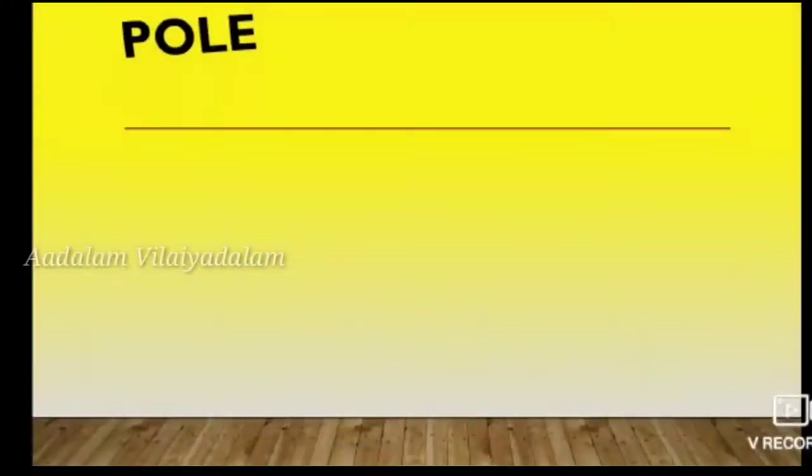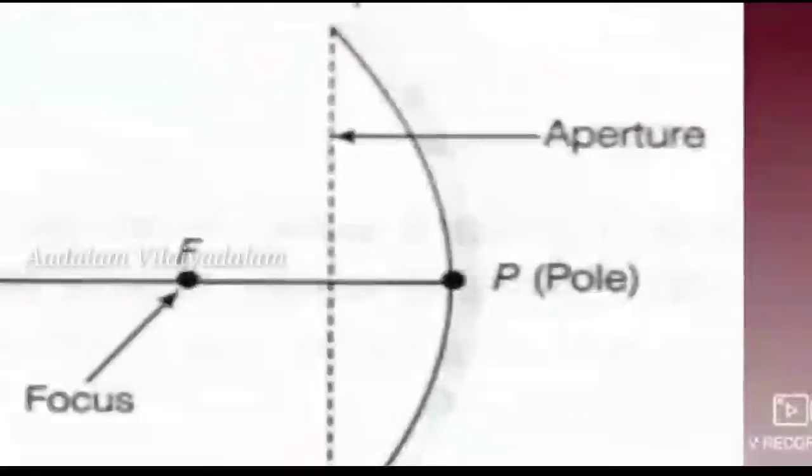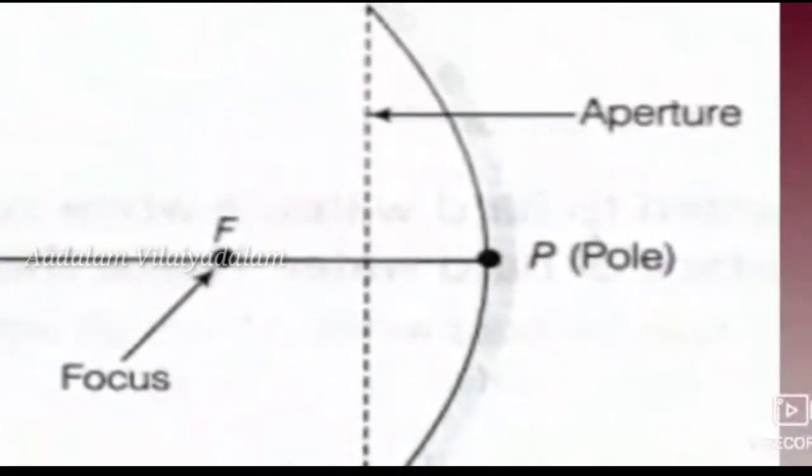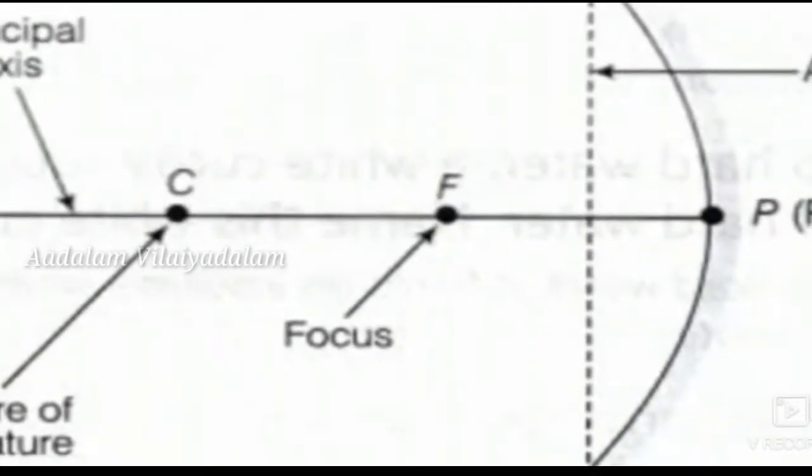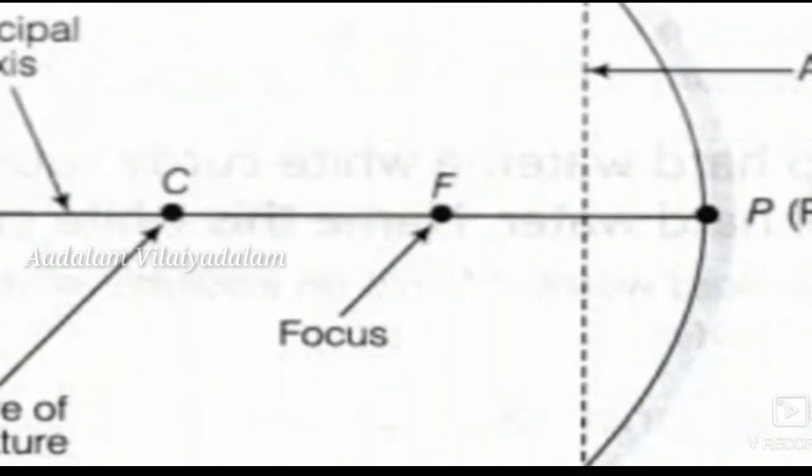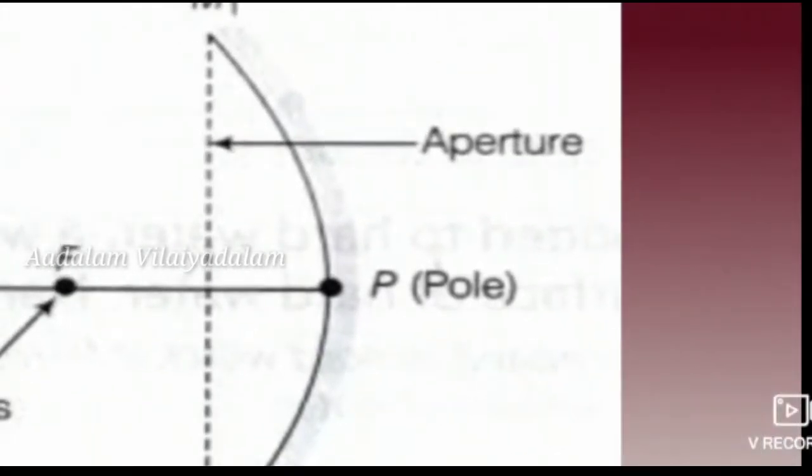And the second one is pole. It is denoted by the letter P. This is the pole P, and it is the geometric center of the spherical mirror. Center of curvature C is the center of the sphere, and pole P is the geometric center of the spherical mirror.